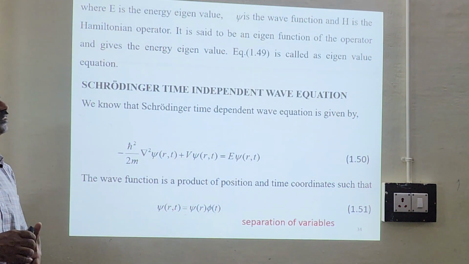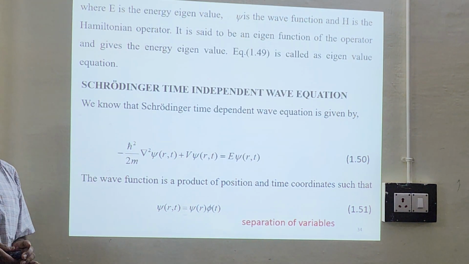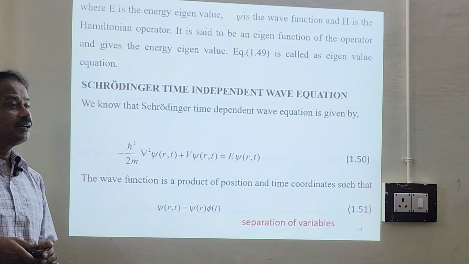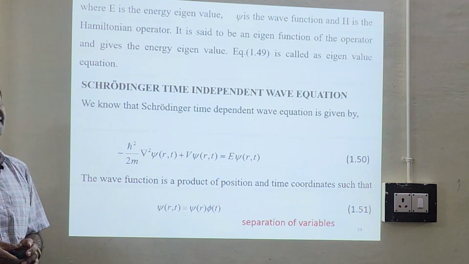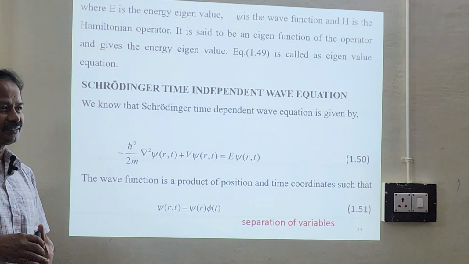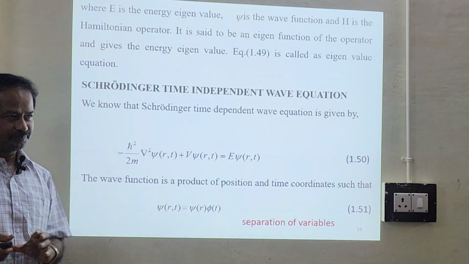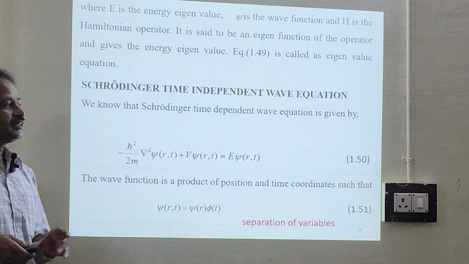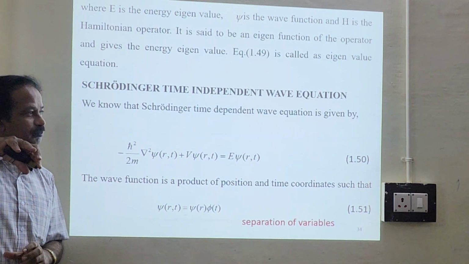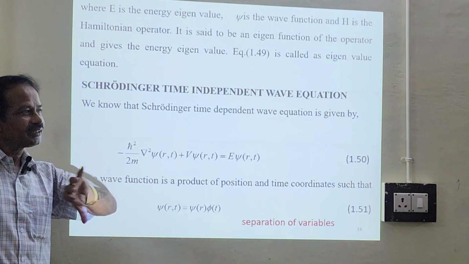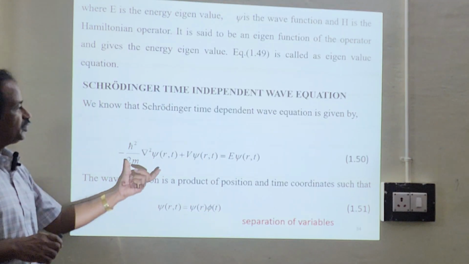Time dependent Schrödinger wave equation. Now we will go into the time independent Schrödinger wave equation. The time independent Schrödinger equation can be obtained by means of separation of variables. Already we studied separation of variables earlier in mathematical physics. We are going to separate the terms. Here, how many variables are there? Position and time, so two variables. We are going to separate the position variable on one side and the time variable on the other side, using the technique of separation of variables. That's all. So we know already this equation.